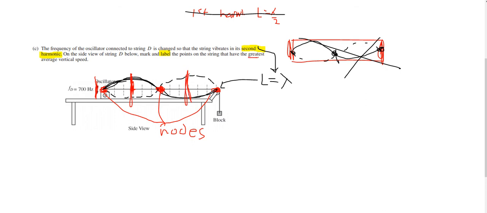And I'm going to underline greatest average vertical speed. And I will draw arrows, because I don't want to have to write that with the mouse. So that would be full credit. Sorry about the 2 videos.